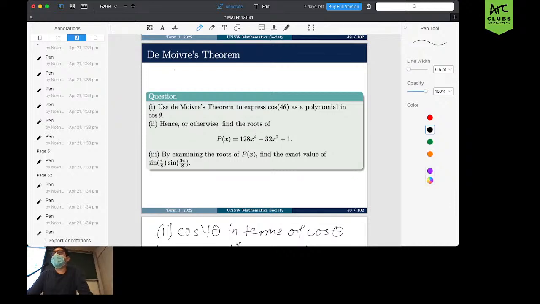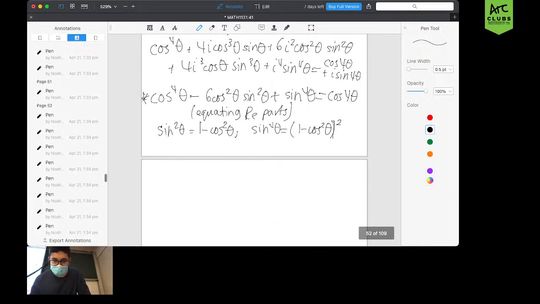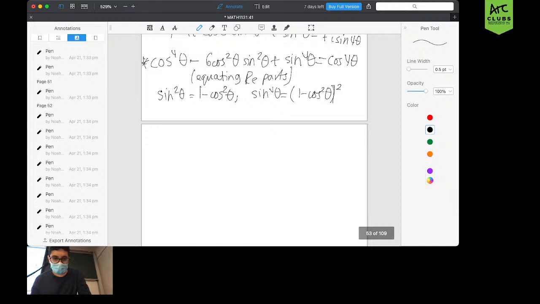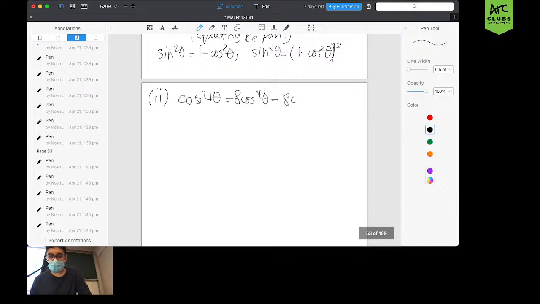So part 2: hence or otherwise find the roots of that polynomial p of x. This is quite a difficult question, and it requires you to spot something as your first step. So I'm just gonna write our solution from part 1. I believe we ended up getting cos 4 theta was equal to 8 cos to the 4 theta minus 8 cos squared theta plus 1. So that's the solution we got in part 1.